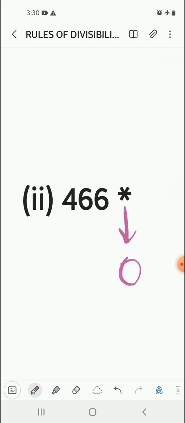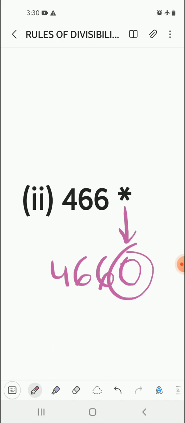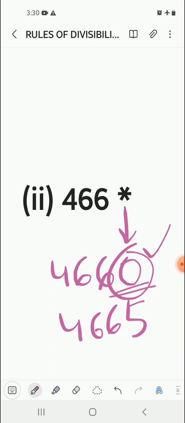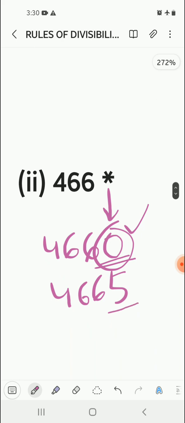We have another question where 466 is given. Over here, there will be again the same way 0. It will be replaced with 0. Why? Because there are two options, 0 or 5. So if 5 is there, then it will become the greatest number, 4665. So we have to make the smallest number, so we will put 0. In case we are asked to find the greatest number, we will be putting 5.